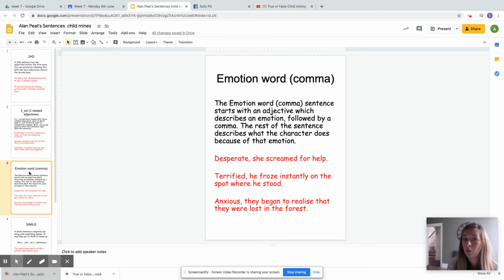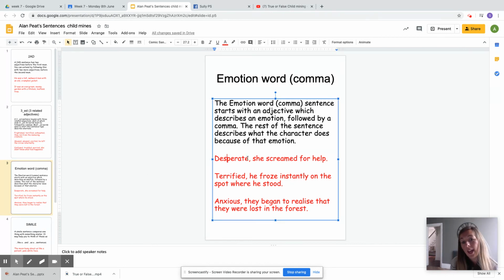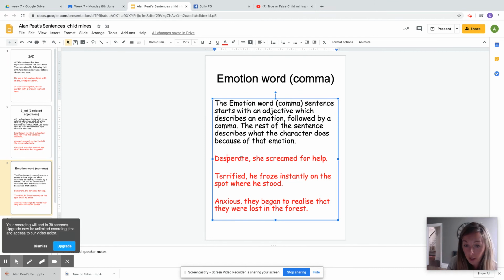And we've done this before. If you remember in class, we used to say emotion, comma, sentence. And an emotion comma sentence always begins with an adjective, and then it is followed by a comma. So for example, desperate comma, she screamed for help. Terrified comma, he froze instantly. Anxious comma, they began to realize that they were lost in the forest. You might want to try that one.